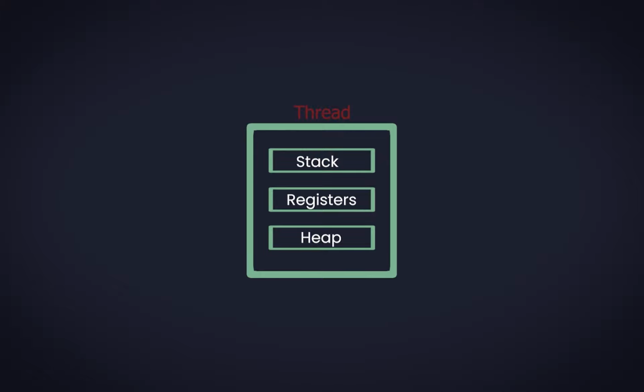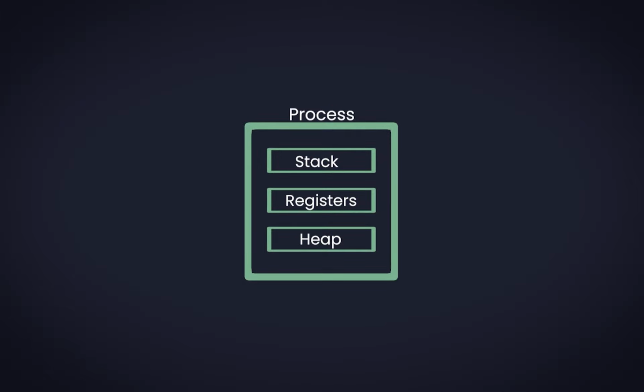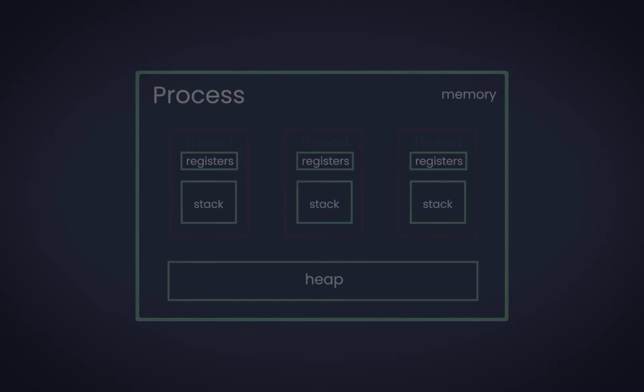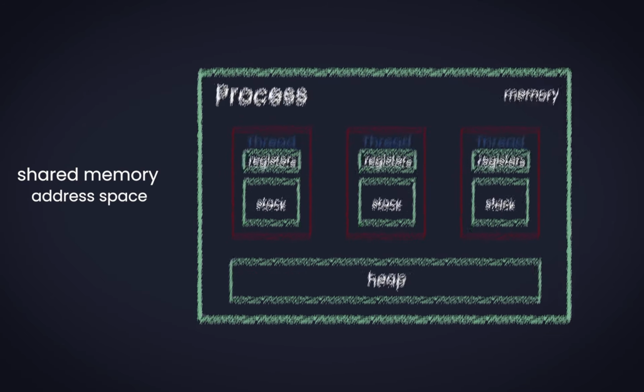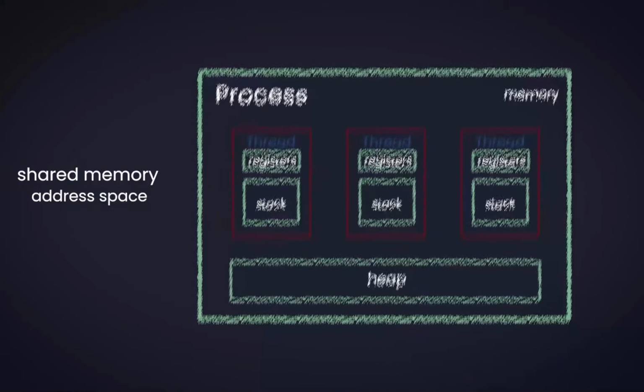Earlier we mentioned registers, program counters, and stack pointers as being part of a process. It is more accurate to say that those things belong to a thread. Threads within a process share a memory address space. It is possible to communicate between the threads using that shared memory space. However, one misbehaving thread could bring the whole system down.